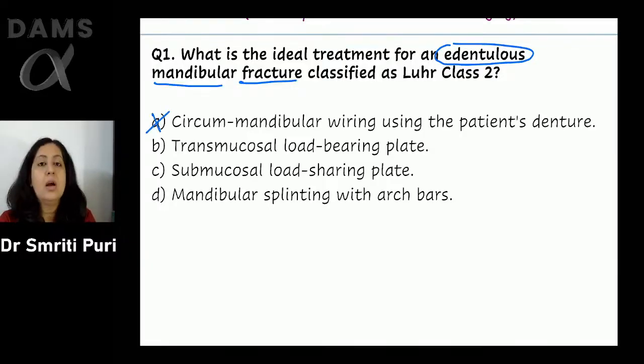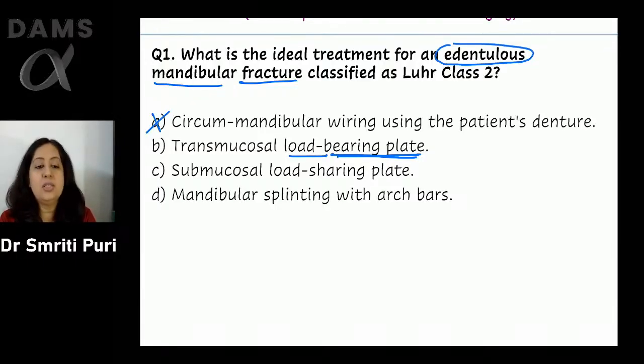Now option B is transmucosal load bearing plate. This kind of looks familiar. Yes, you can use a load bearing plate in an atrophic mandible. What are load bearing plates? Those are your reconstruction plates. I've told that in the class also.